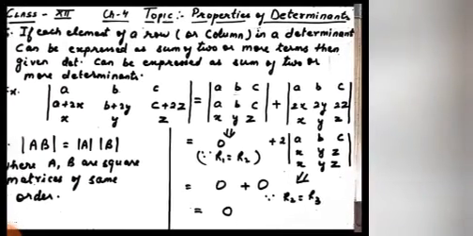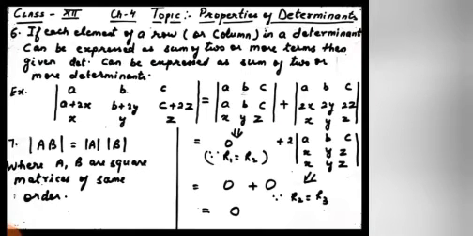So in the given example, our second row is a plus 2x, b plus 2y and c plus 2z. Now this determinant can be written as a sum of two determinants, where in the first determinant we take the first elements of the second row, that is a, b and c, plus in the second determinant we take the elements from the second position, that is 2x, 2y and 2z. Now one by one we will calculate these determinants.